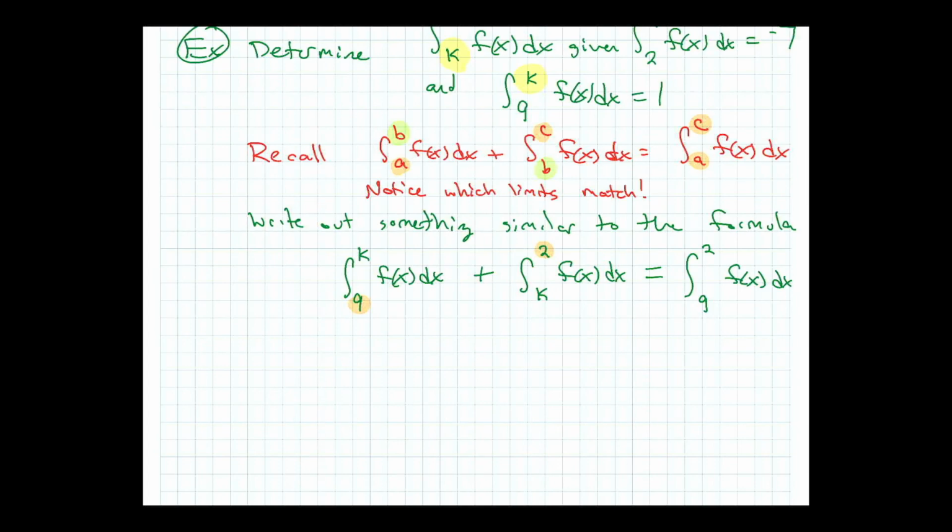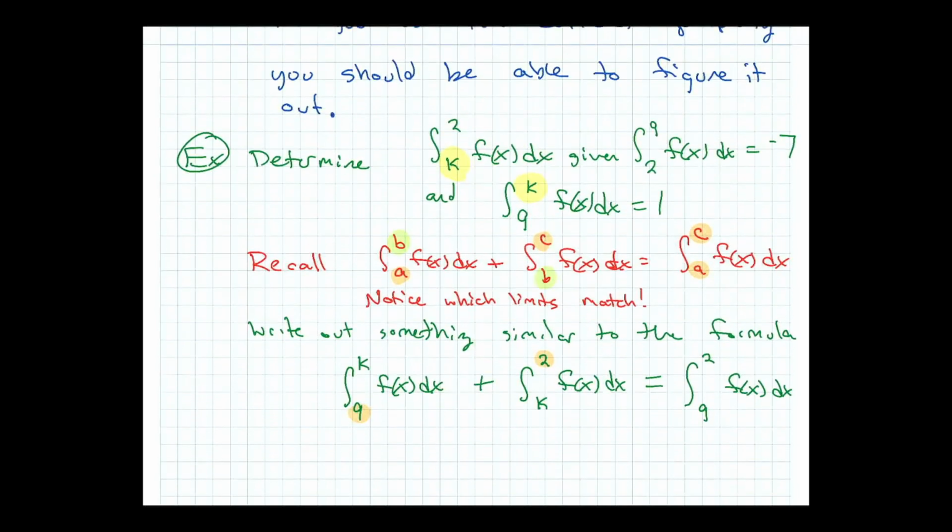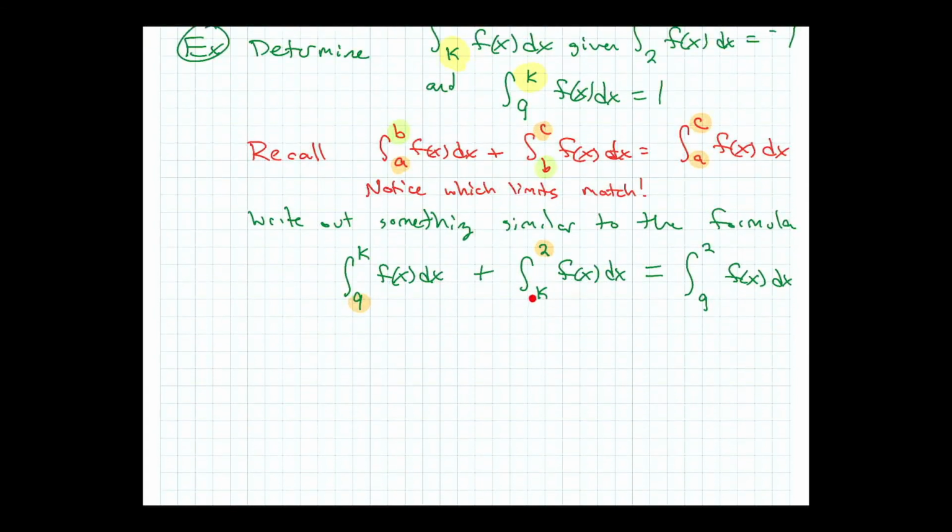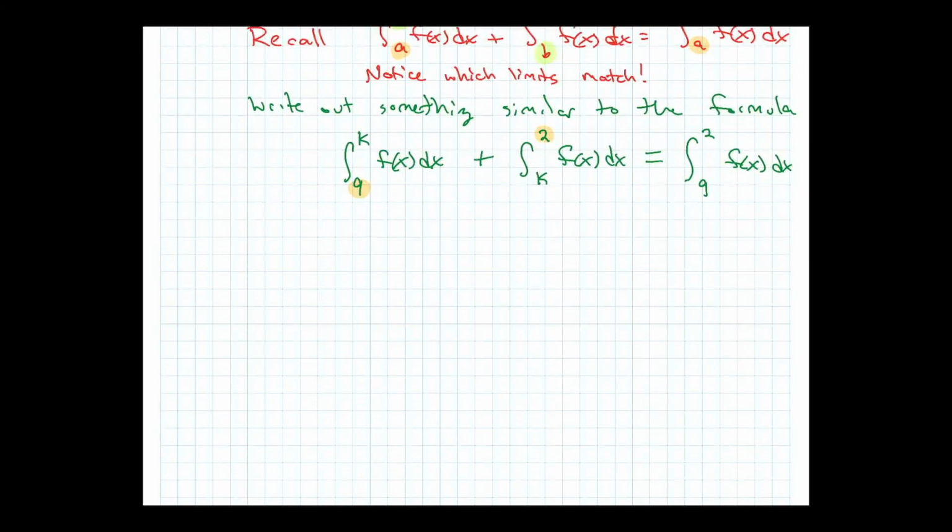So write out something similar to the formula. What are we trying to find here? We're trying to find the integral from k to 2 of f of x dx. That's actually this right here, k to 2 of f of x dx. This is what we want to find. So I want to just say, this is what we want. Okay? Now, that's what we want.